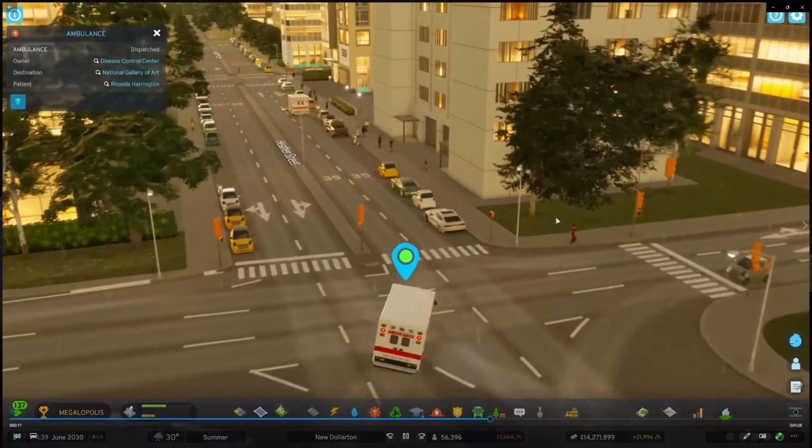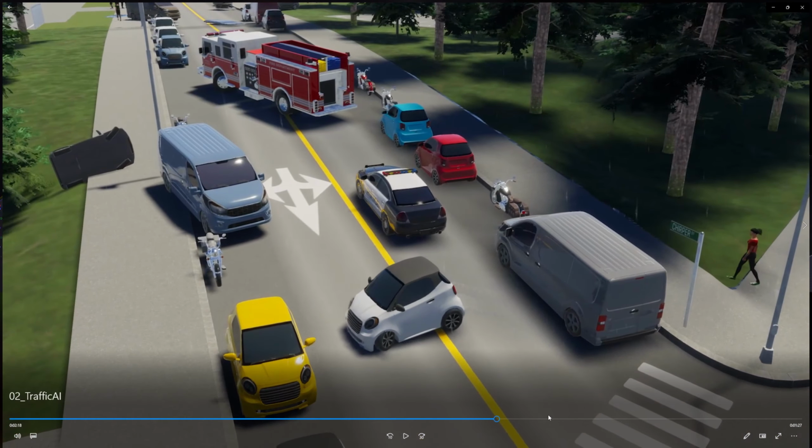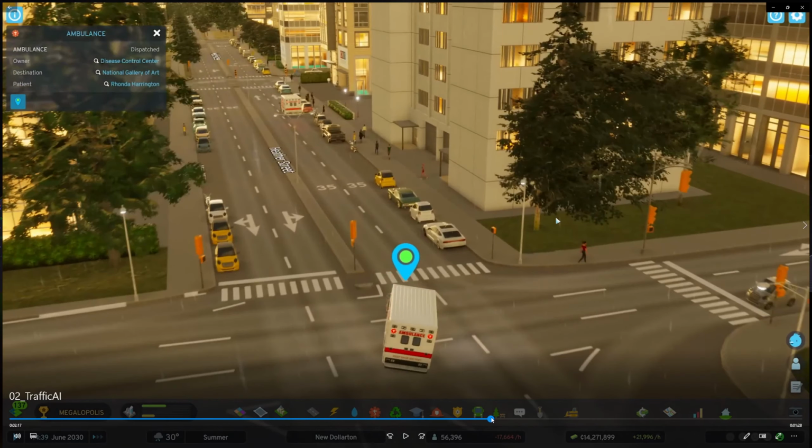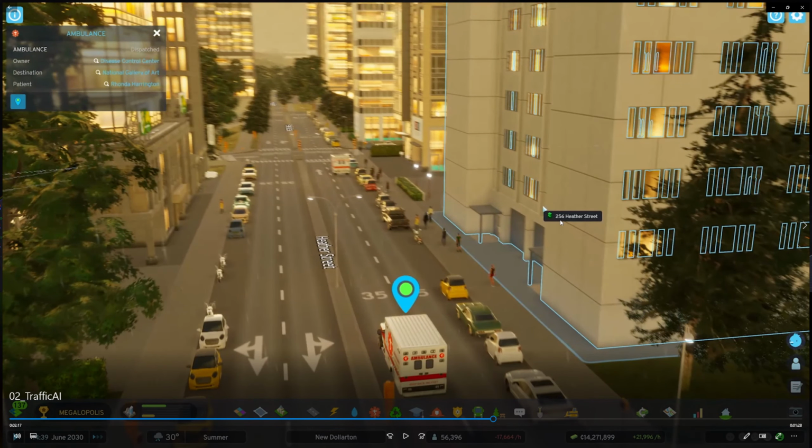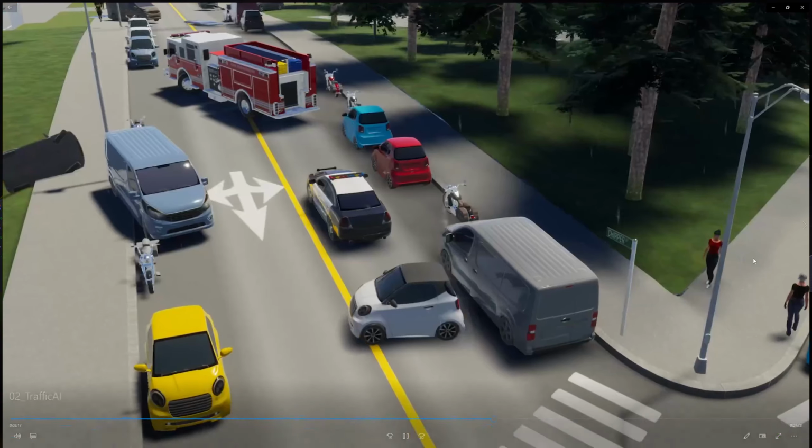People will reroute if something happens on their journey. Oh, I think there you are. If you look at this, you have the street number in there as you mouse over the buildings on those roads. That's pretty cool, actually. I really like that.